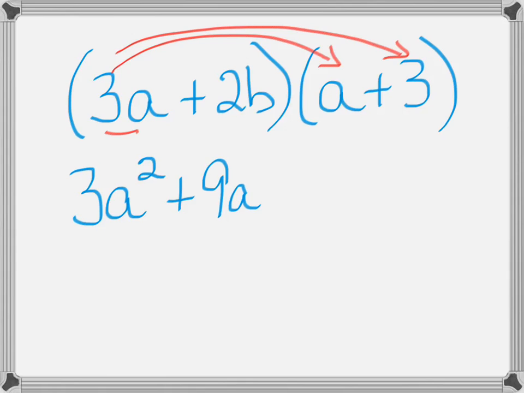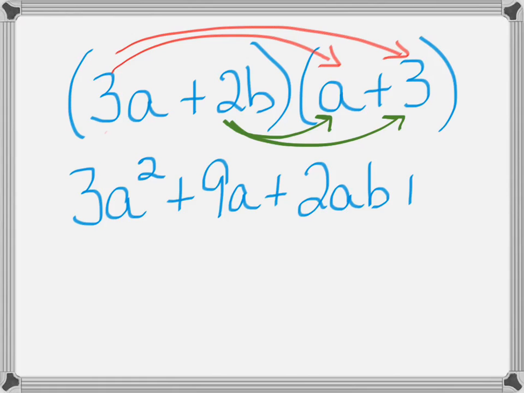Then I'm going to multiply the second term, 2b, times a, which gives me 2ab. Notice I wrote them in alphabetical order, a and then b. And then 2b times 3 is going to give me 6b. We don't have any like terms here, so we are done.